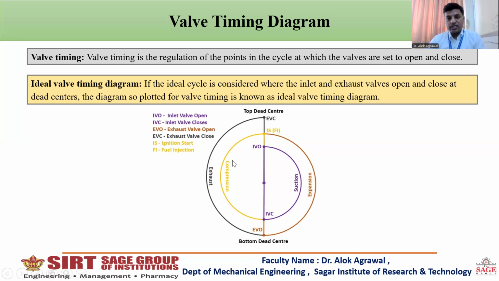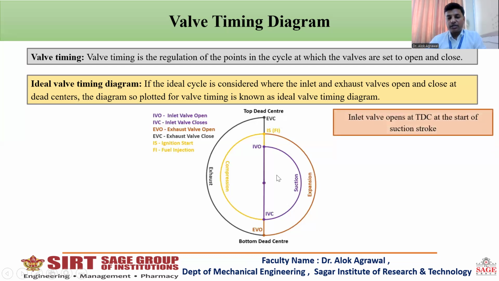So in case of ideal cycle, when the piston is at top dead center, the inlet valve opens, which can be seen within this figure. Once the inlet valve opens when piston reaches top dead center, it will remain open throughout the suction stroke, and in that process, our crankshaft rotates by 180 degrees. After the crankshaft rotation of 180 degrees, the inlet valve closes. So here the inlet valve opens at top dead center and closes at bottom dead center.